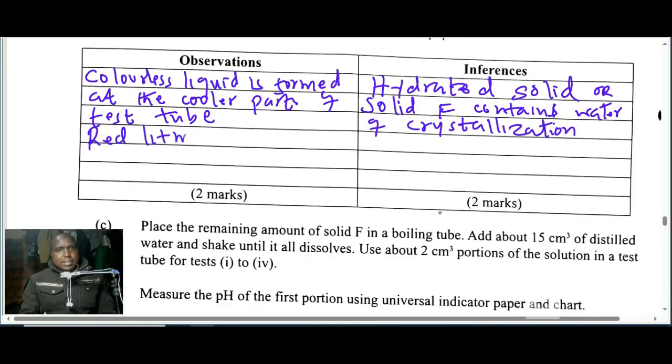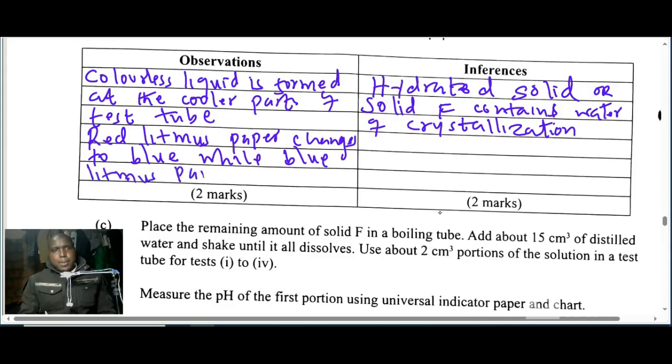So red litmus paper changes to blue, and then blue litmus paper remains blue. So what is present that changes red litmus paper to blue?